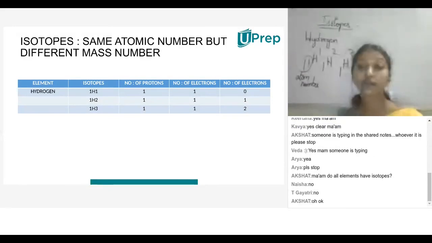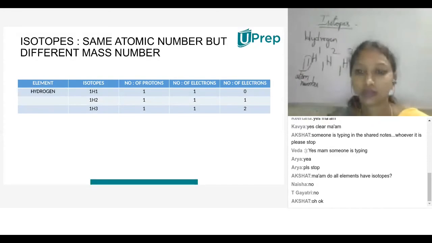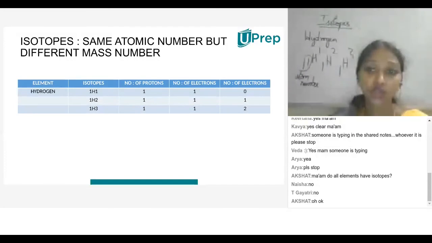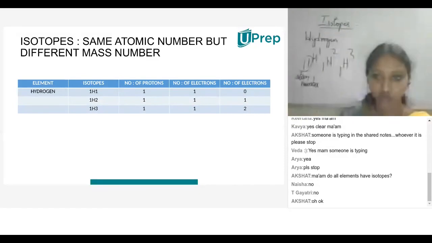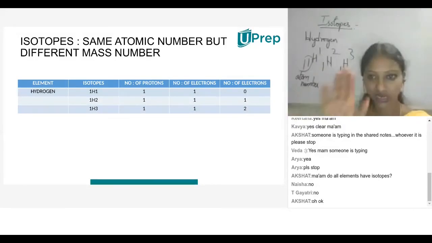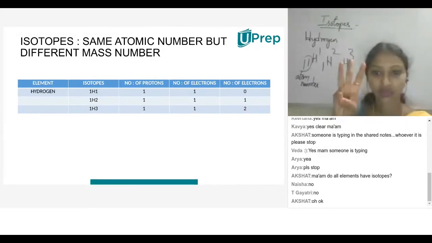Isotopes are nothing but forms of the same element. Simply we can say that isotopes are nothing but forms of the same element. Like carbon will be in the form of 4 types of isotopes. Understood? Same atomic number but different in mass number. What do you mean by mass number? Again, I'll explain it. No need to get confused. Isotopes are the forms of an element. Hydrogen is having 3 forms. Carbon is having more than 5 forms. Understood, children?